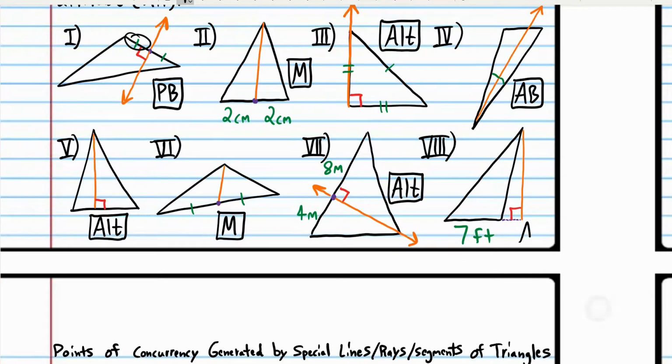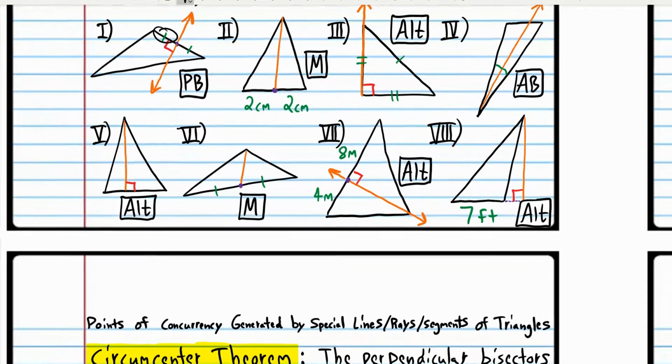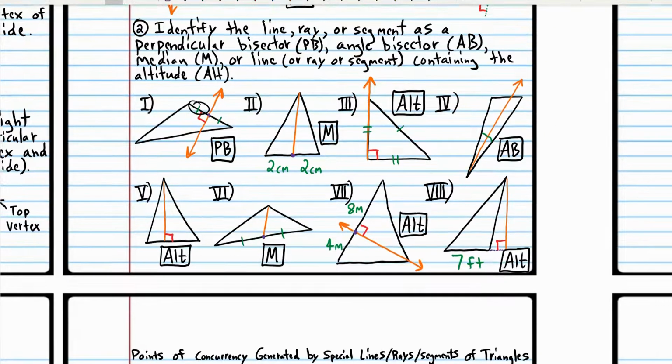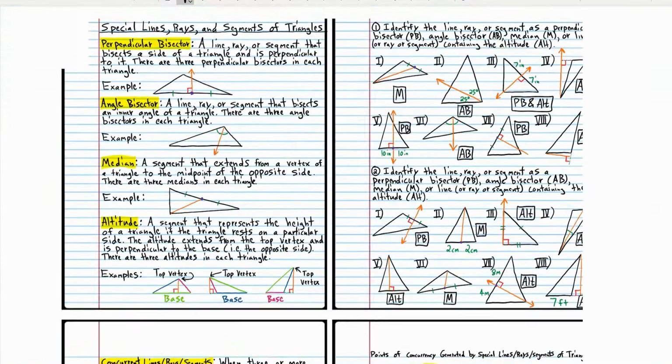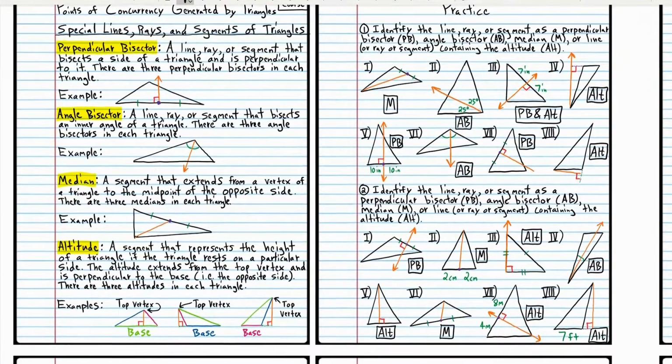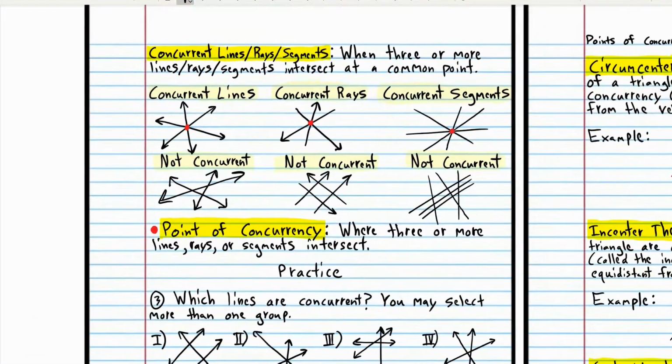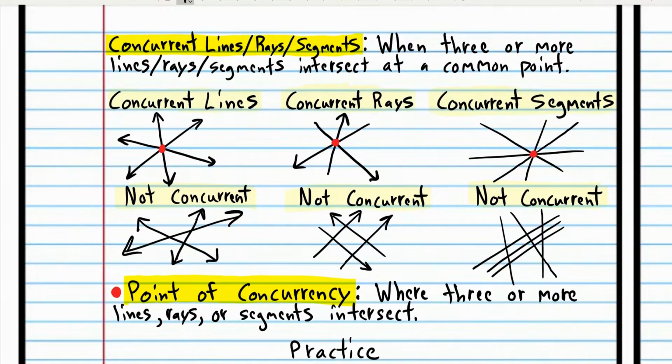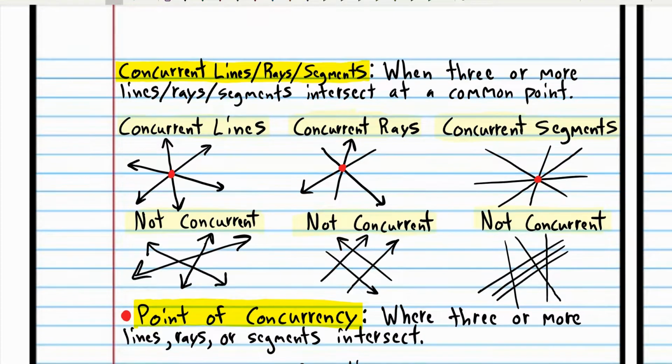And here we have an altitude because it's starting from a top vertex and it goes down to a segment that extends from the base and it's perpendicular. So if you got those answers, good job. That was just necessary to learn to go over all that stuff because we're going to use it as we go along in this class. But before we proceed, we're going to have to learn about concurrent lines, rays, or segments.